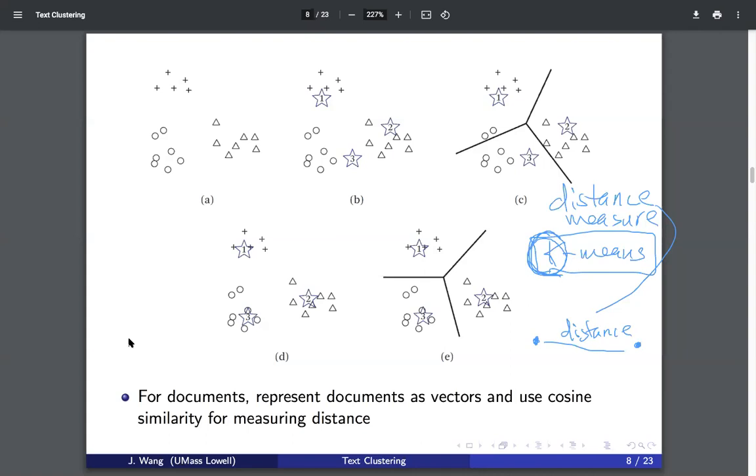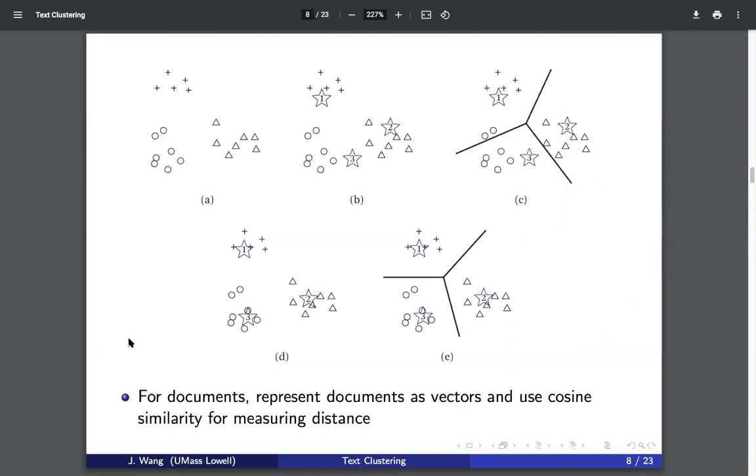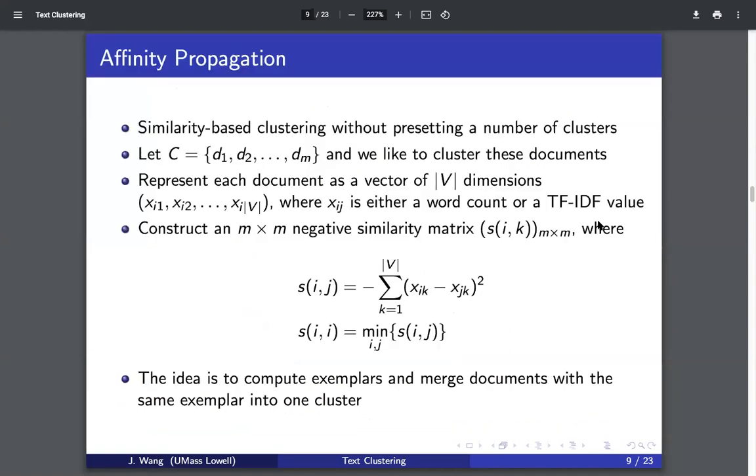The only drawback, as far as I can tell, is that for k-means you have to find this K. If you don't have any insights about your data, you don't know how you're going to set that K. So the next clustering algorithm we're going to talk about is one where you don't need to set K. K will be determined during the computation. Of course, it will be slightly more complex, but it's better in the sense that you don't need to preset how many clusters you're going to create. That is called the affinity propagation algorithm, and we call it AP.